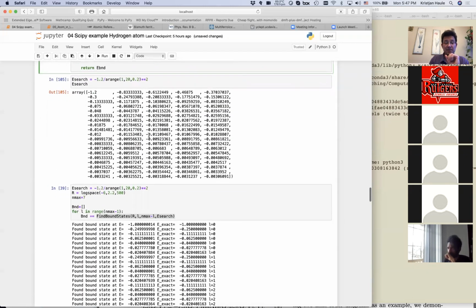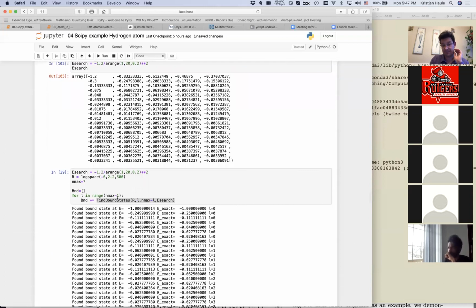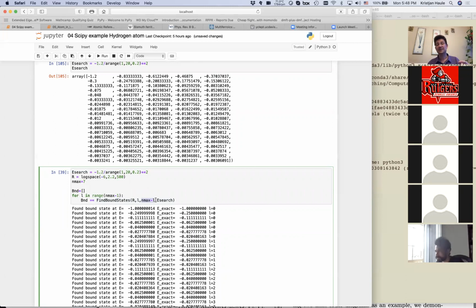And so now when we call this for L equal to 0, it will give us a list for L equal to 0. Then we go to L equal to 1, and it needs to give us a list for L equal to 1. Then L is 2, L is 3, L is 4, and so on. We are going to go all the way up to L equal to 6, L being the orbital quantum number, and every time we're going to evaluate 7 minus L bound states.